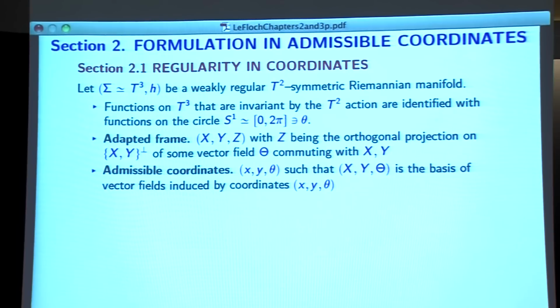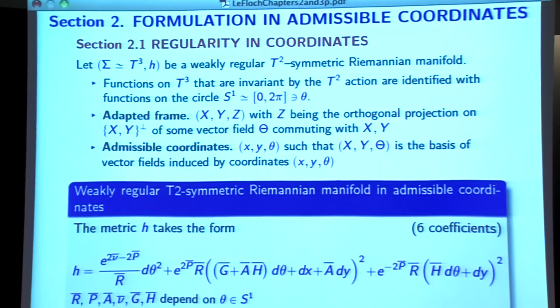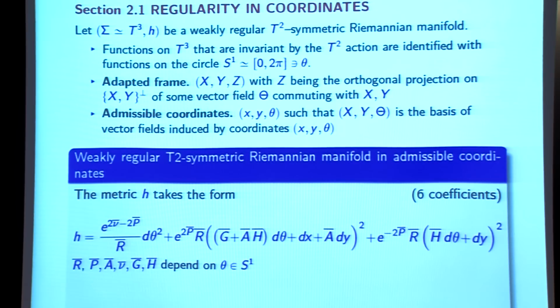We do that by using an adapted frame like I have explained a couple of times. And what I will call the admissible coordinates are these coordinates x, y, theta. Right? There's no z in the problem. So this is a basis of vector fields which is induced by coordinates on T3. So I think the setup is clear. And the first step is to express the metric in these coordinates.